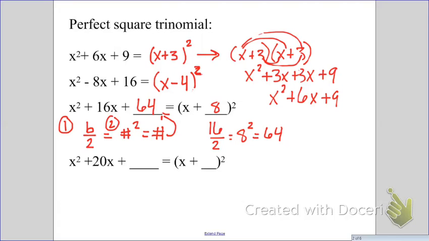Let's try it again. Step 1, find the b number, 20. Then divide it by 2. I get 10. Then we square it, and we get 100. So the number we're going to add into this is 100. What was the number that made 100? Well, 10 times 10 makes 100. Perfect squares.